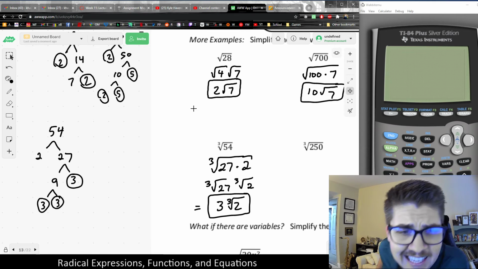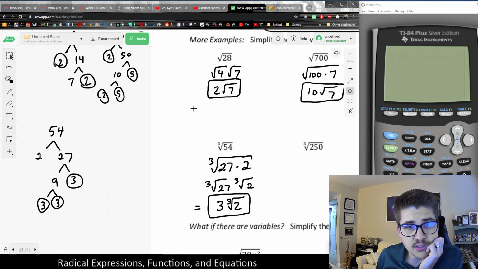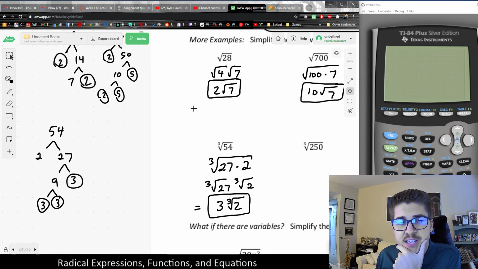You might be wondering, can a calculator do this? Yes, some calculators do simplify radicals and some don't. It just depends on how your calculator works, and it usually takes a fairly advanced calculator to be able to do this.